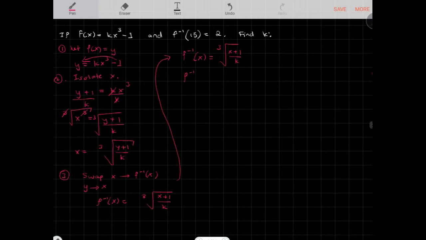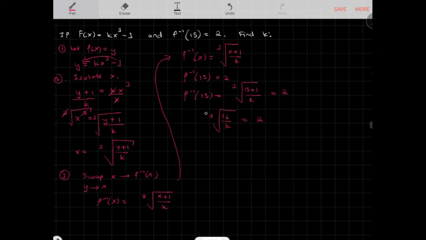We know that f inverse of 15 is equal to 2. If I plug in 15 here, I get the cube root of 15 plus 1 over k is equal to 2. Now you have a cube root here. If I simplify this, you get the cube root of 16 over k is equal to 2.